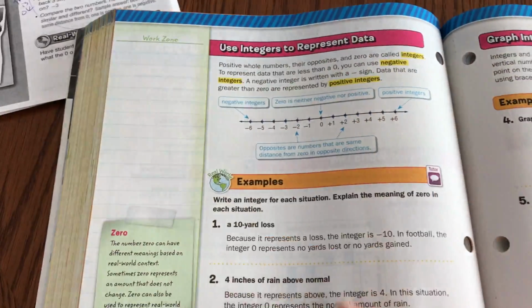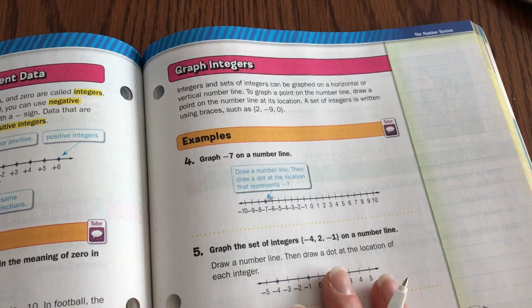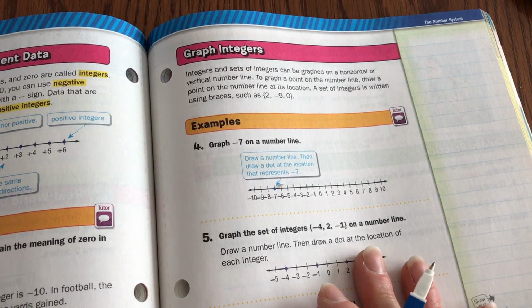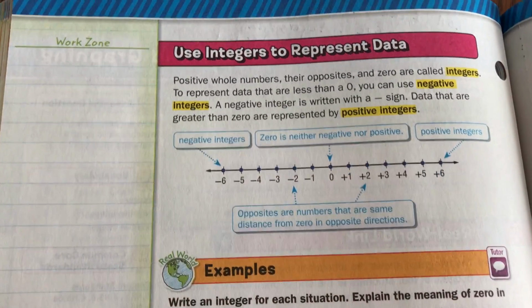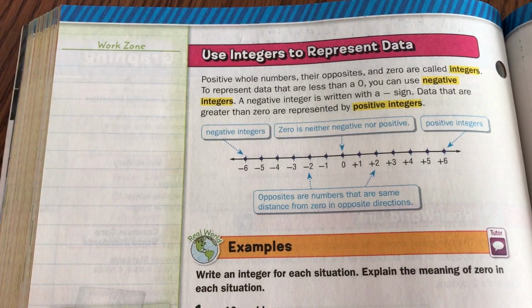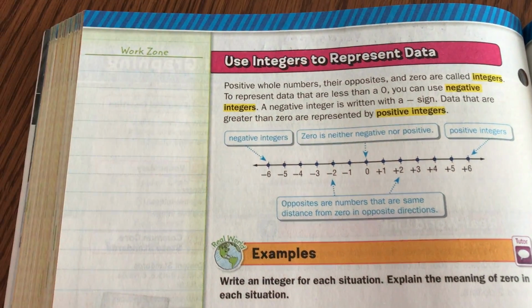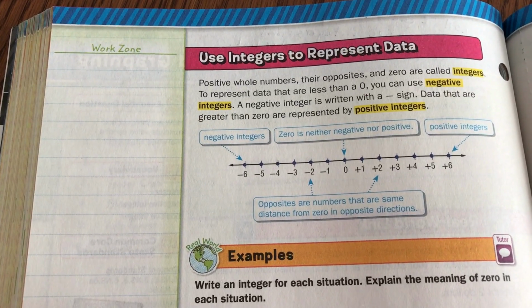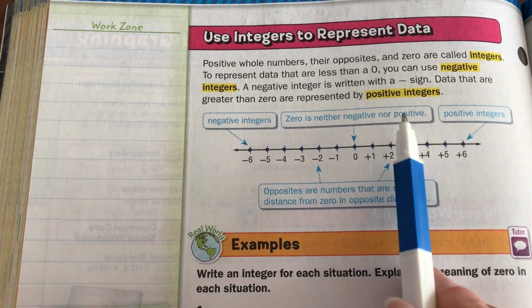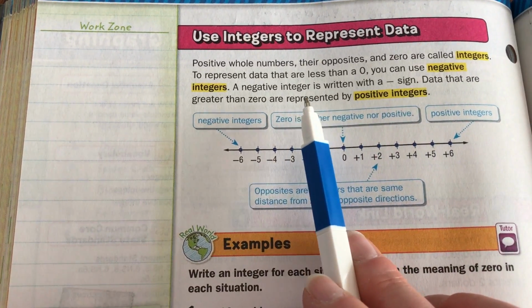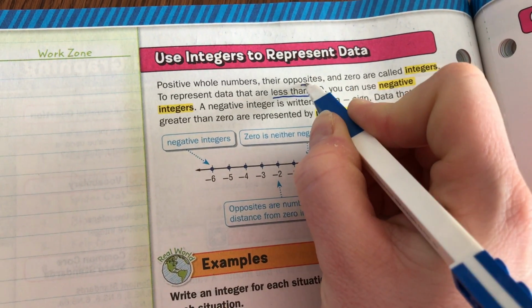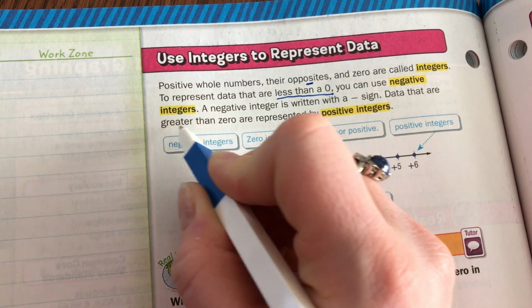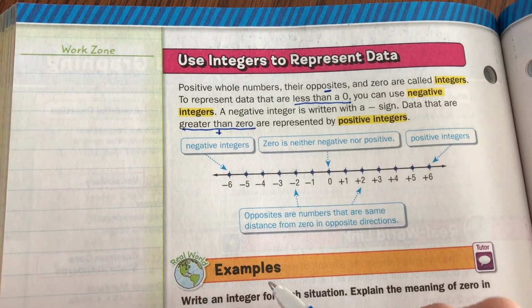So that's this side, identifying negative or positive. And then this side, page 347, is going to be to graph sets of numbers that are integers, so negative and positive whole numbers. So let's just remember what integers are. Positive whole numbers, their opposites, and 0 are called integers. To represent data that are less than 0, you can use negative integers. A negative integer is written with a negative sign. Data that are greater than 0 are represented by positive integers. So less than 0 is negative, and greater than 0 is positive.